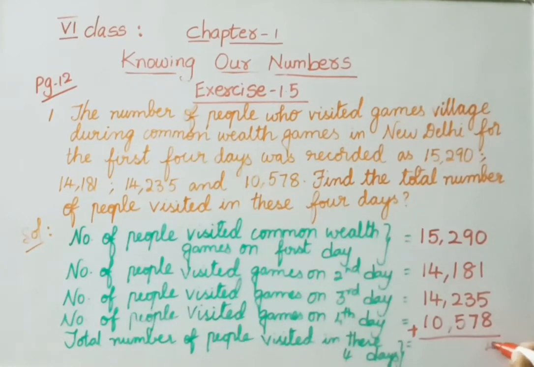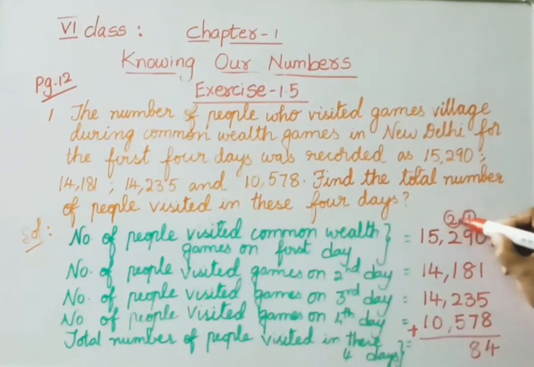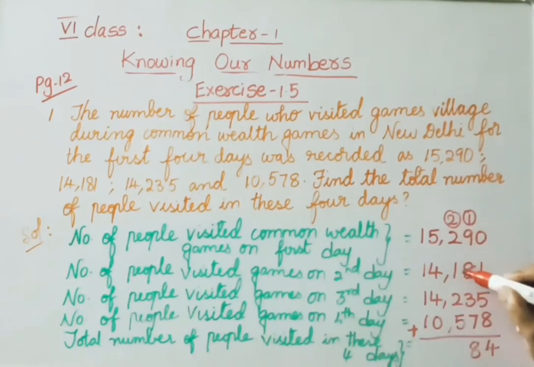So 4, carry 1. 9 plus 1, 10. 10 plus 8, 18. 18 plus 3, 21. 21 plus 7, 28. So 8, carry 2. 2 plus 2, 4. 4 plus 1, 5.